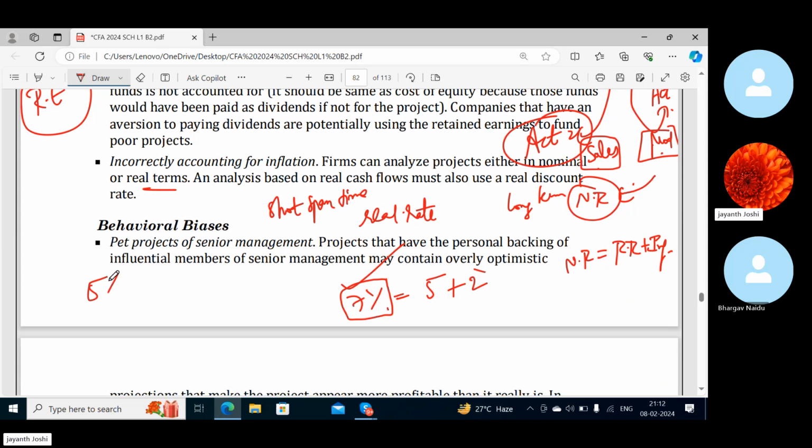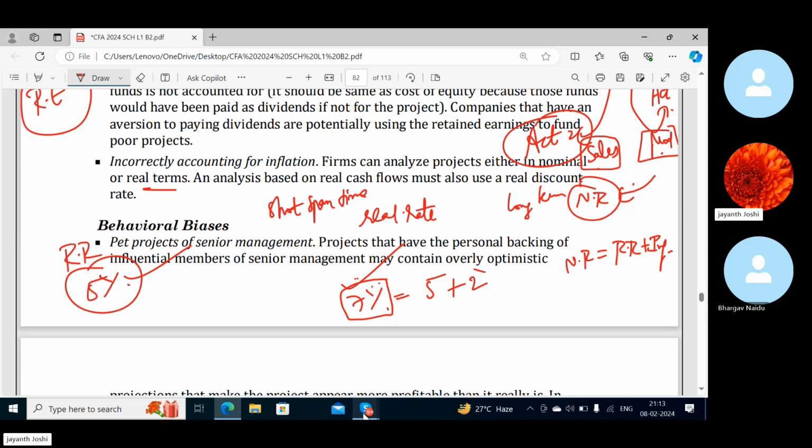If I'm using 5%, which is the real rate of return, as a discount factor for long-term projects, it's a blunder. If I'm using 7%, that's good. If I'm using 7% for short-term projects, whereby inflation is also a part of my cost, that is a blunder. See, this nominal rate I'm using as a cost of capital or discount factor, and this real rate I'm using as a cost of capital or discount factor. So real rates only for short-term projects, nominal rate only for long-term projects. But if I use nominal rate for short-term and real rate for long-term, it's a blunder.